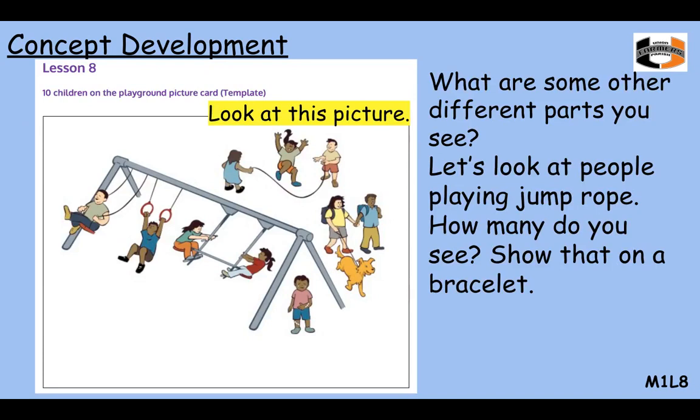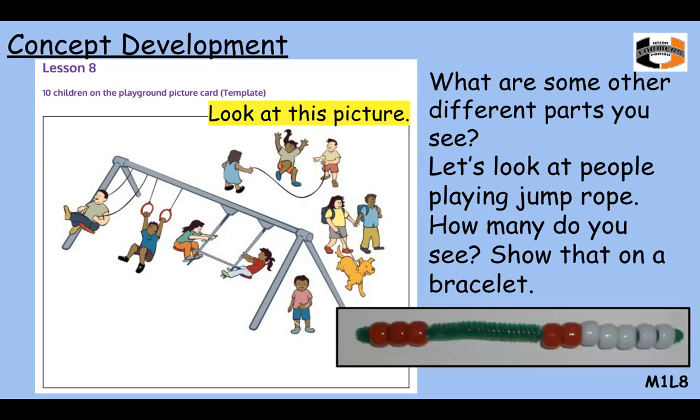Okay, look at the picture again. What are some other different parts you see? Let's look at the people playing jump rope. How many do you see playing jump rope? Could you show that on a bracelet? That's right, we're going to take those 3 and pull them all the way to the end.